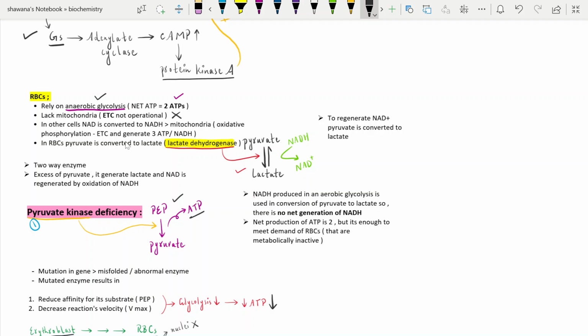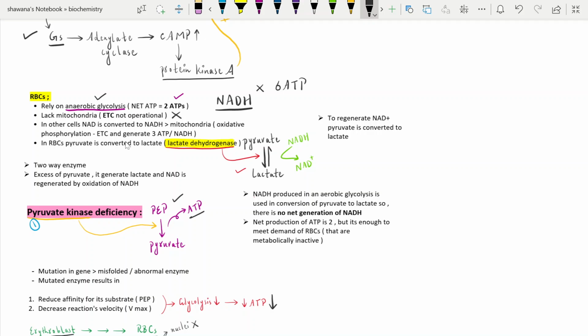When the electron transport chain is not functional, NADH obtained from glycolysis cannot go to the mitochondria and cannot yield the 6 ATPs that were yielded in aerobic cells. So the net gain of ATP in anaerobic glycolysis will be only 2. But in other cells in which the mitochondria are functional, NADH obviously goes to the mitochondria and electron transport chain and will yield us 6 ATPs, 3 ATP per NADH molecule.